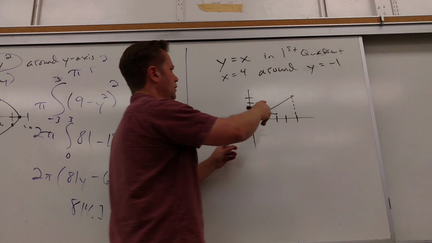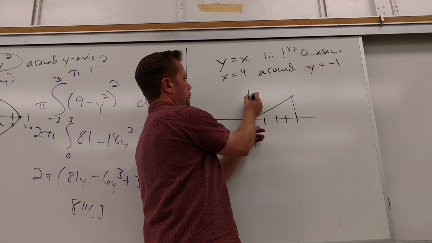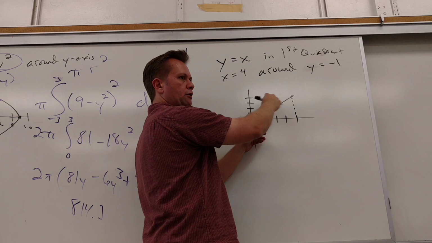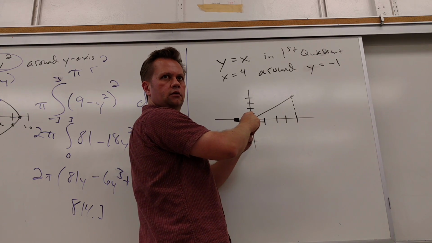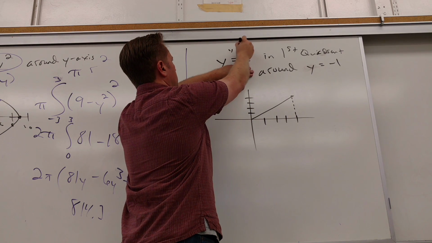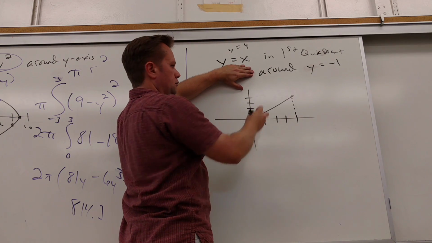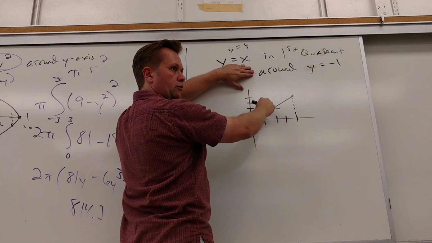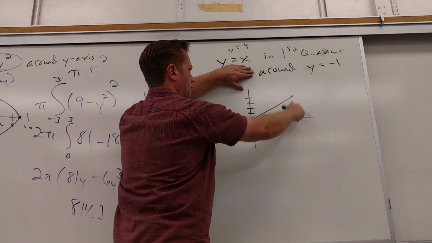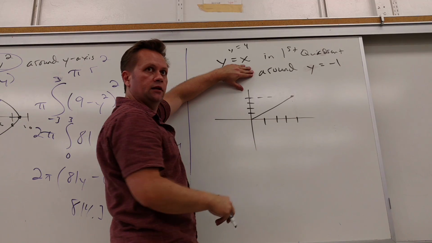Because I could have said between y equals 4 and this, and that would have been this area that I was rotating. Did you guys see that? If I would have said y equals x and y equals 4, that would have been this region I would have rotated. This triangle would have been rotated, and it would have had a big empty spot in the middle. It would have been this triangle instead. You guys see that? Yeah.